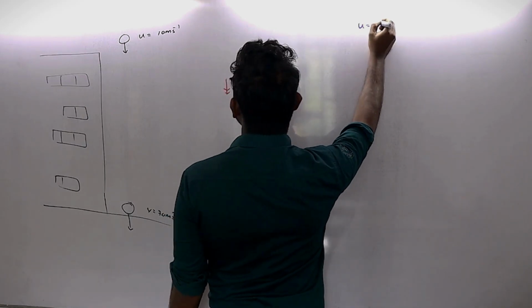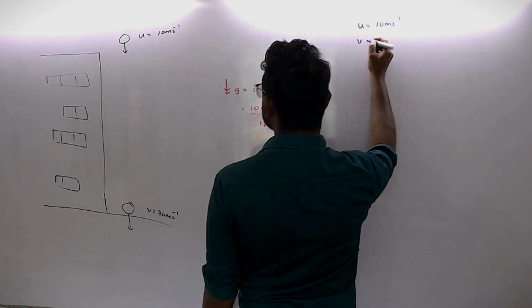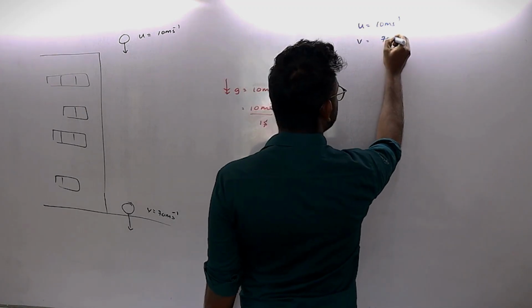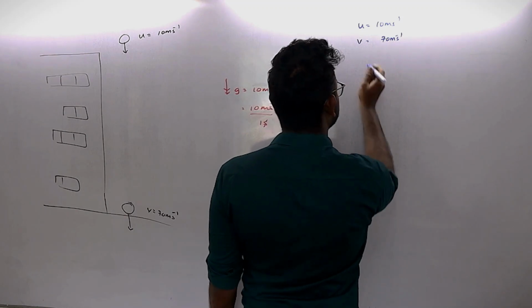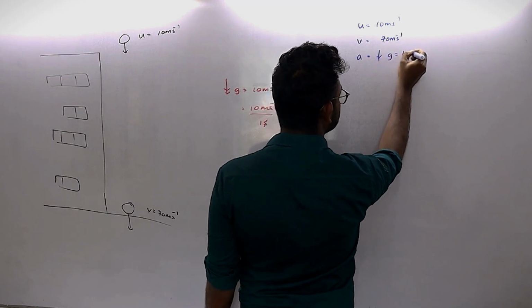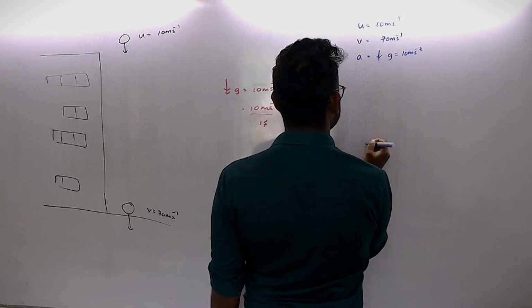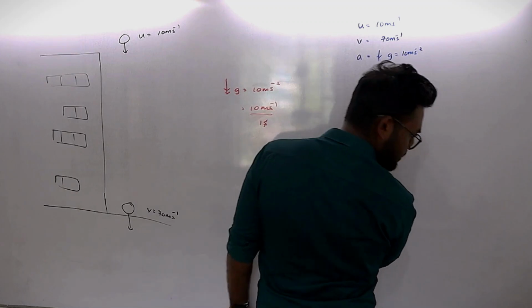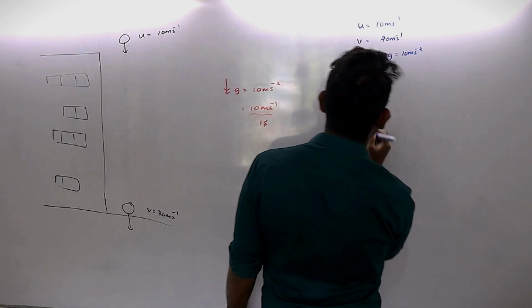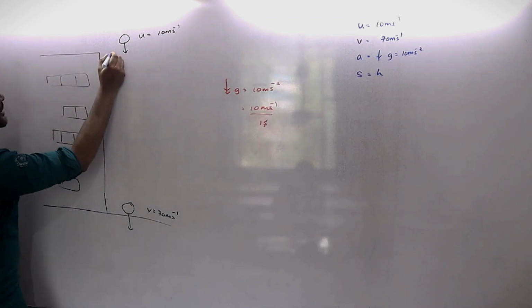Initial velocity 10 meters per second. Final velocity, that's 70 meters per second. A is downwards, that's G, 10 meters per square second. What else do we know? We're supposed to find the S, right? Yeah, the height of the building. Let me take it to be H. This is the height.